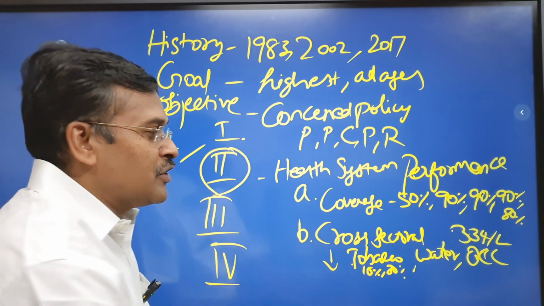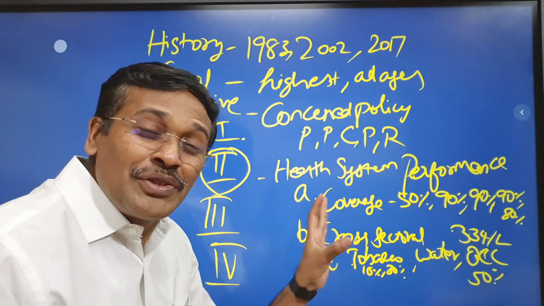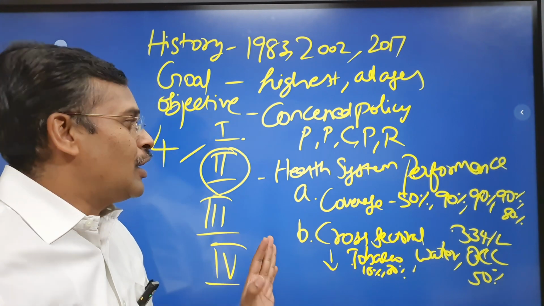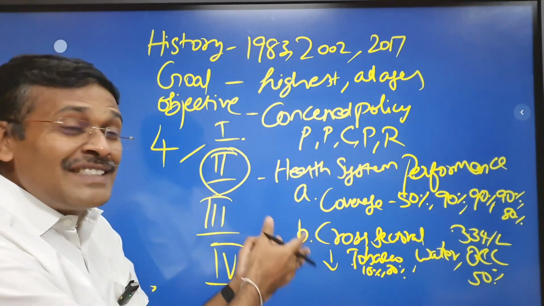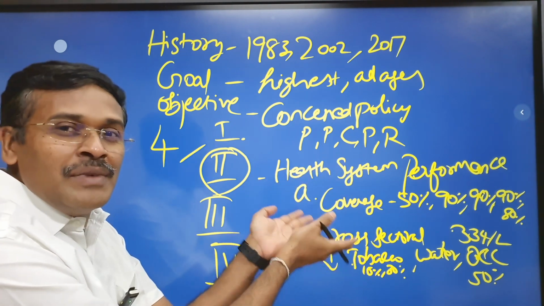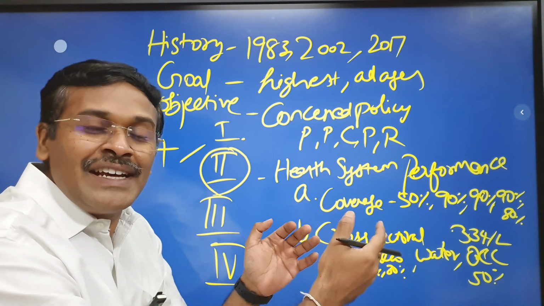We would like to reduce it by 50% by the year 2025. So these are the cross-sectoral goals. Now you understood the second component. First we saw about health status. Second we saw about health system. In health system performance, we saw the coverage of certain health indices.